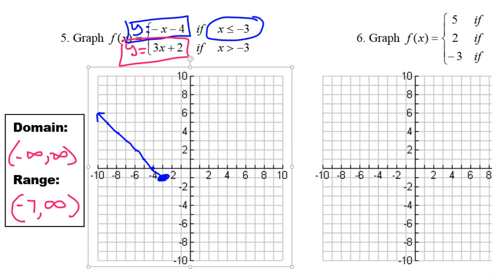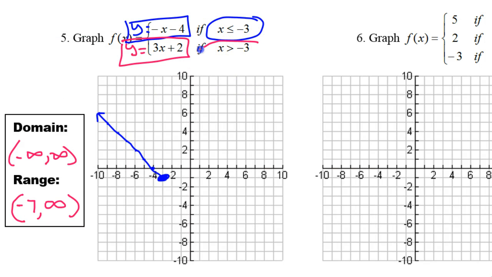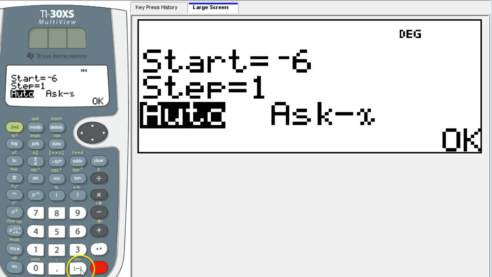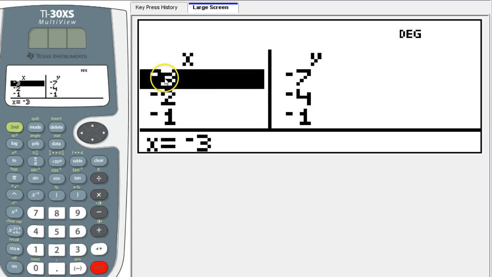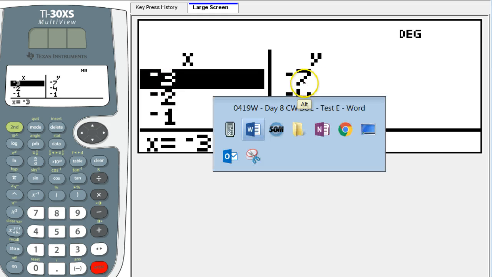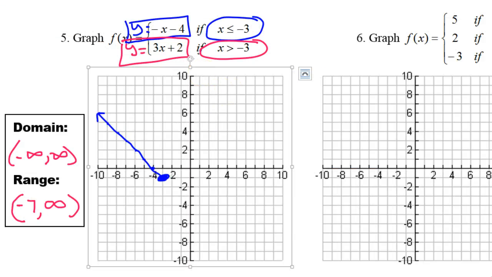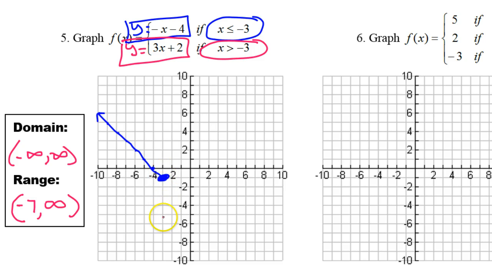All right, again, we need to start at the domain restriction number because this will give us the end point of this piece. So I'm going to start at negative 3 again. 1, 2, 3, 4. So negative 3 comma negative 7 will be my end point. So negative 3 comma negative 7, open circle.